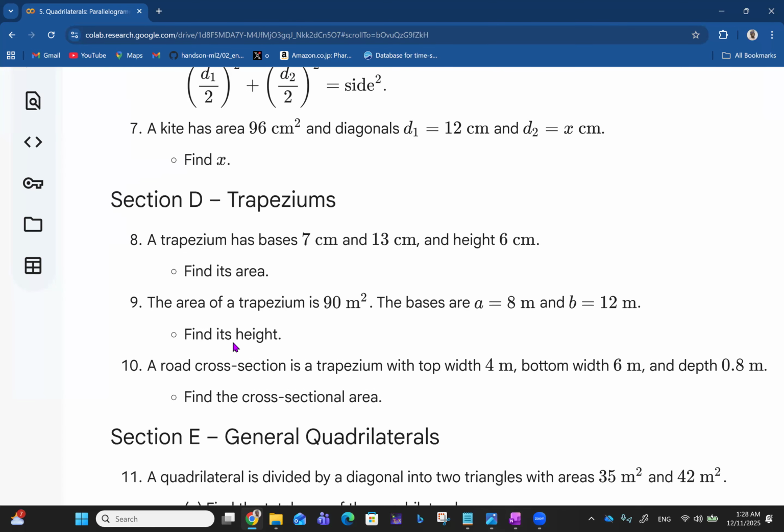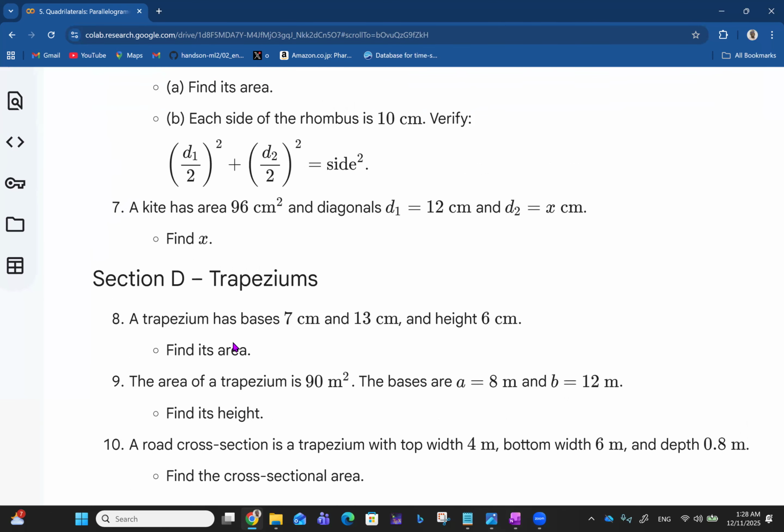Then for trapeziums, you have this. So a trapezium has bases 7 cm and 13 cm and height 6 cm. Find its area. So you just have half times 7 plus 13, times 6. That's half times 20, that's 10 times 6, which is 60 centimeters squared.